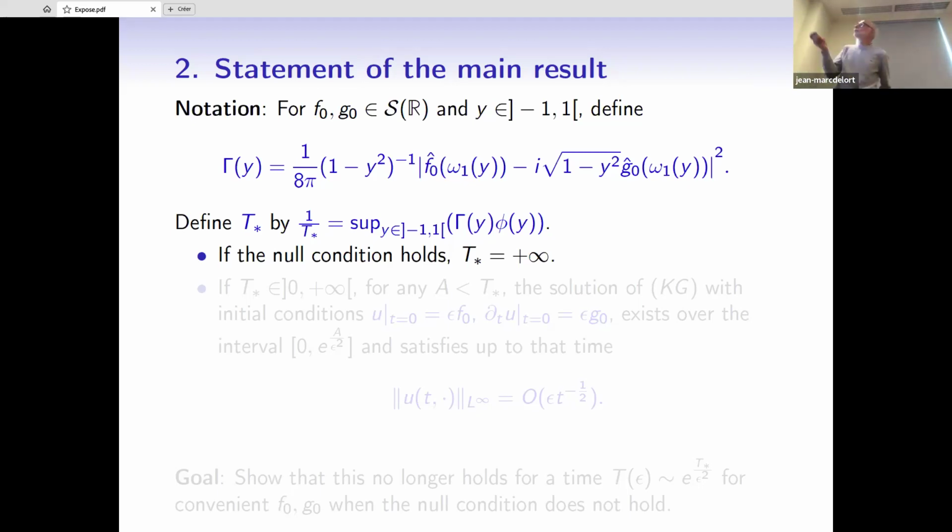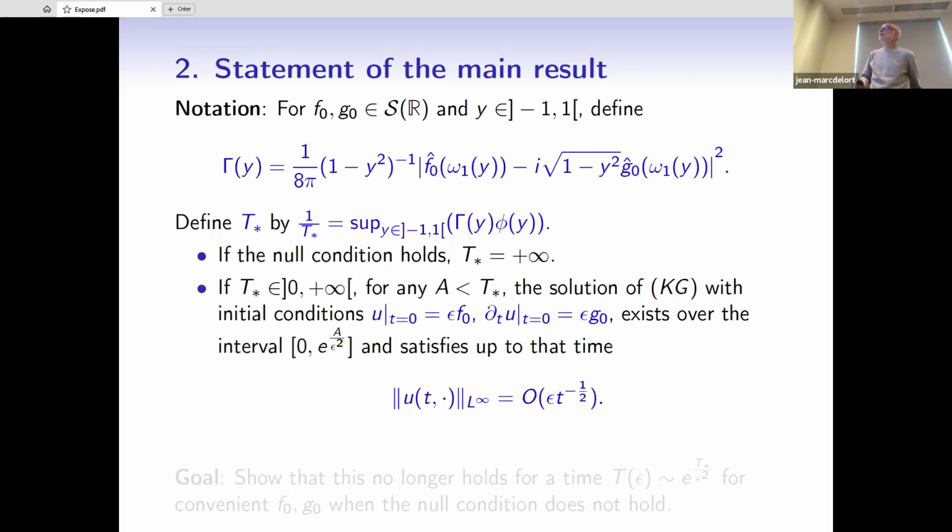So to answer also one of the questions, if T star is more than infinity, we know something already. We know that if we take any constant a smaller than T star, and if we solve the problem with the initial conditions epsilon f0 and epsilon g0 for epsilon small, then the solution exists over the interval 0 to e to the a over epsilon squared. And it satisfies on that interval the dispersive time decay in t to the -1.